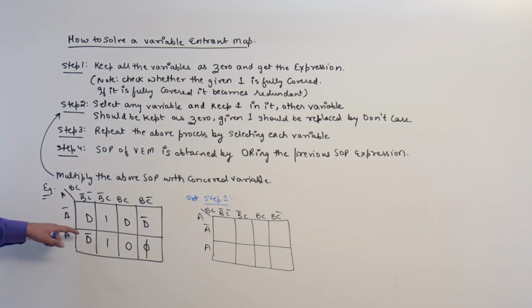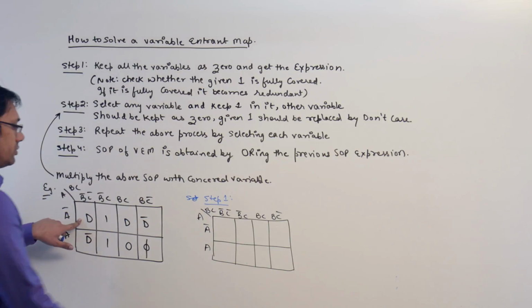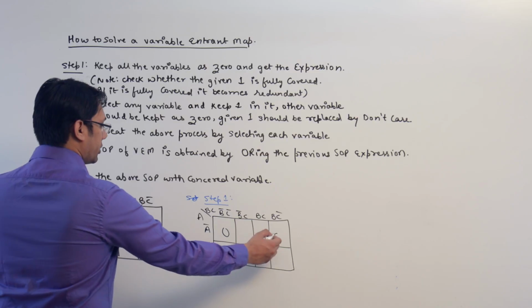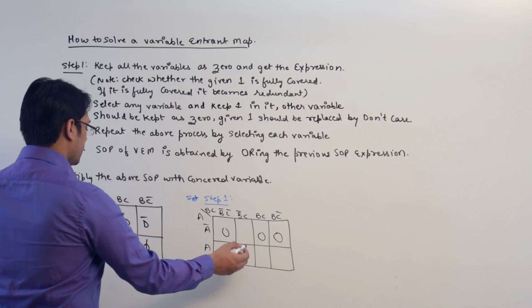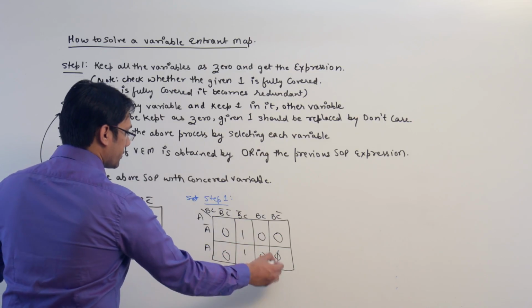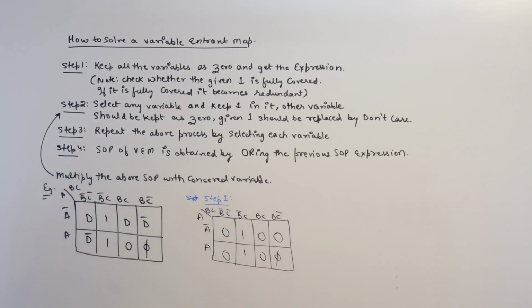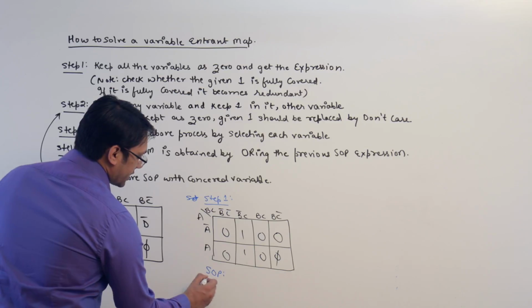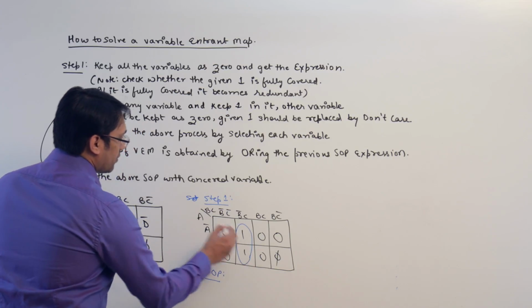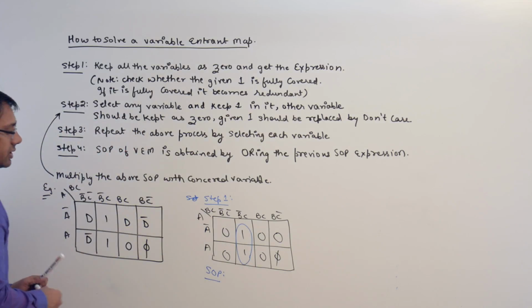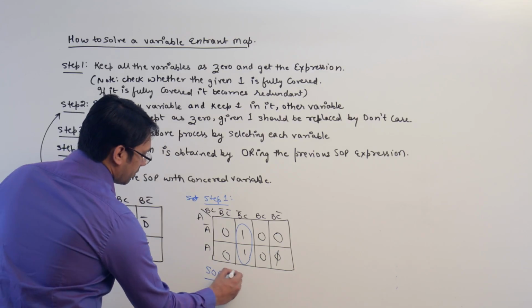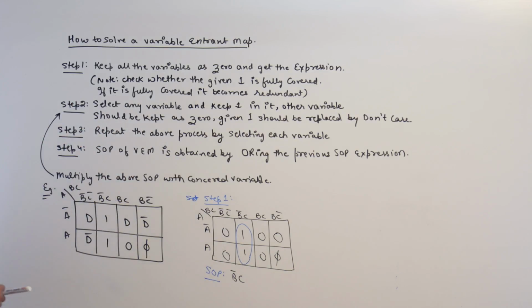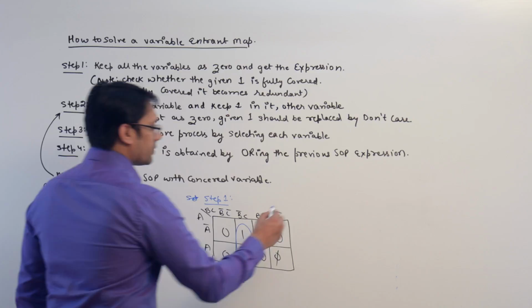So step 1 is keep all the variables as 0 and get the expression. If you keep D as 0, D complement as 0, we get this. Okay, now for this, get the SOP expression. What is the SOP expression? We will be making this particular subcube. In this subcube, the SOP expression will be B complement C. Okay, and then we move on to step number 2.